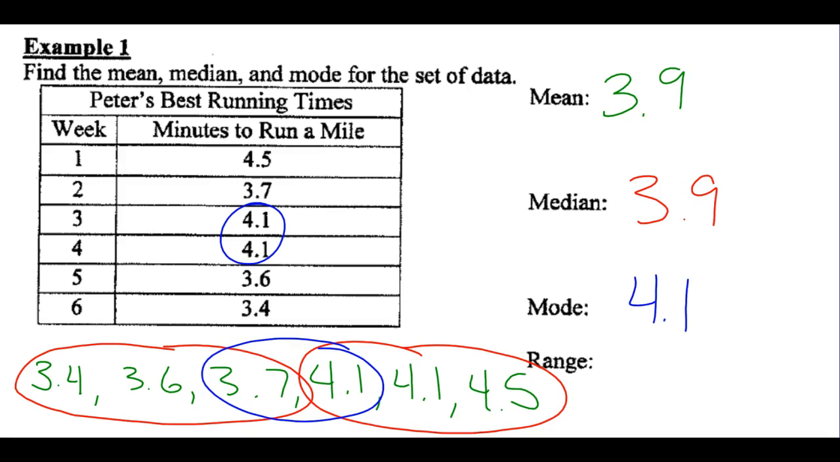And then the range, does anyone remember what that word means? Okay, the range is the largest one minus the smallest one. That's the range of numbers. The highest number is 4.5 minus the smallest, 3.4, so I got 1.1 for the range. So the range tells you how spread out the numbers are, right? If it's a really big range, the numbers are really spread out. If it's a really small range, they're all pretty close together.